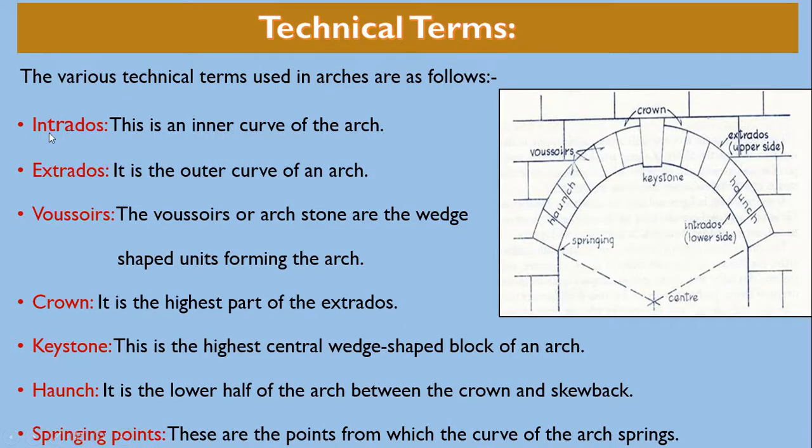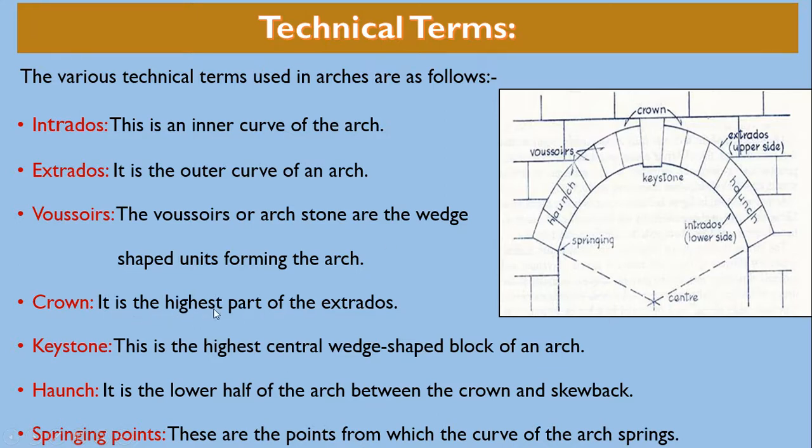So the very first is intradus. What is this intradus? This is the inner curve of the arch. So the inner curve of an arch is called the intradus. Extradus is the outer curve of an arch. The outer curve of an arch is called the extradus. Hawsers, or arch stones, are the wedge-shaped units forming the arch. So these wedge-shaped units are technically termed hawsers.